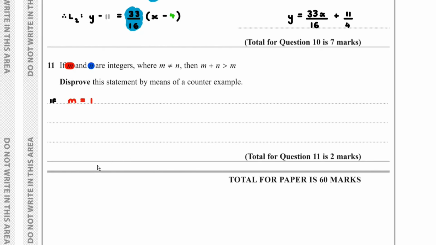Well, if m is equal to 1 and n is equal to negative 2, then m plus n, we would have 1 plus negative 2, and that's equal to negative 1. And if I compare that with what m is, remember m is 1, we see that this is less than 1. We want the result to be greater than 1, hence the statement is false.